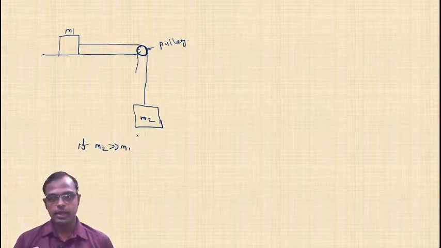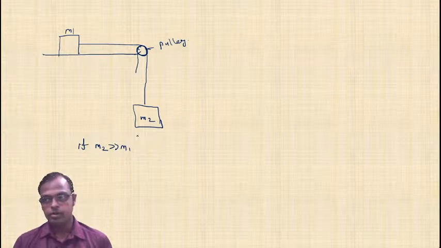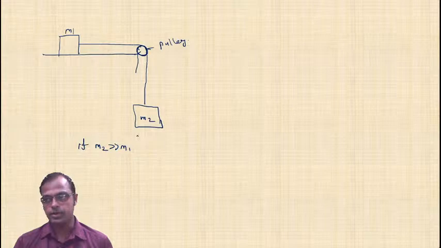Now you tell me what will happen if M2 is greater than M1 in this case. The table surface is frictionless. Yeah, it will move. Arjun, what will move? In which direction it will move? Yeah, move down. Very good. M1 will move towards M2. That means M1 will slide on the surface and M2 will come down, right?